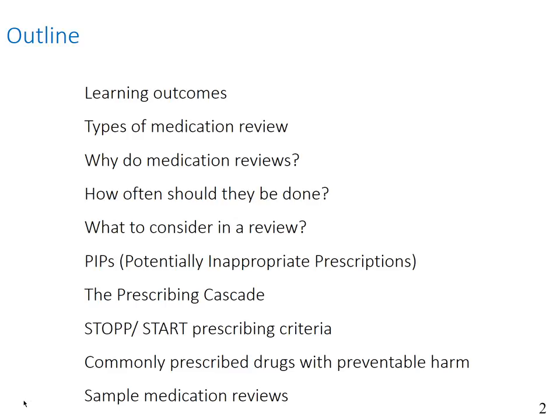This is an outline of this video which begins with some learning outcomes. Then we look at different types of medication review and ask the question, why do medication reviews? And if it's important to do them, how often should we do them? And crucially, what should be considered when undertaking a medication review? We then look at potential inappropriate prescriptions.